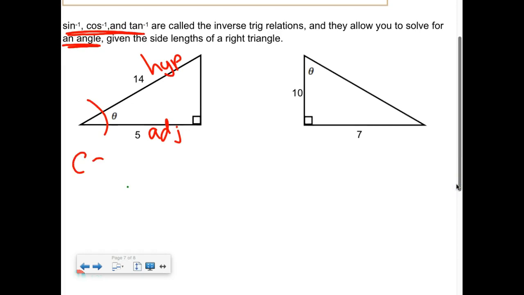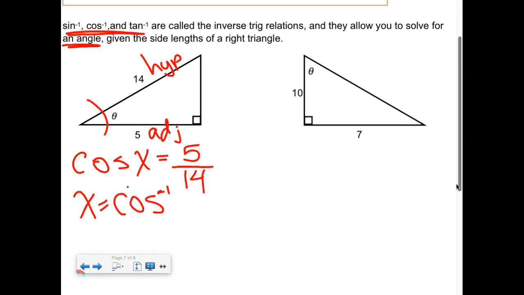So I'm going to say cosine. Do we know our angle? No. So I'm going to represent that with an x. We don't know it. And reminder, cosine is adjacent over hypotenuse. So I'm going to say 5 over 14. To solve for our angle, we have to use the inverse. So I'm going to say x equals the inverse of cosine, so the cosine with that little negative 1 up there, and then 5/14.